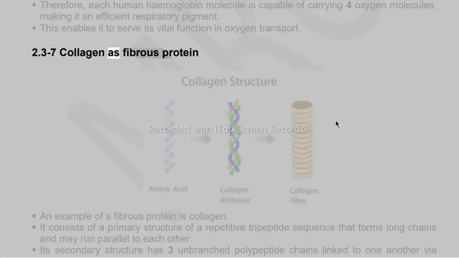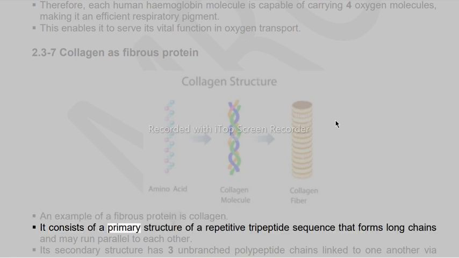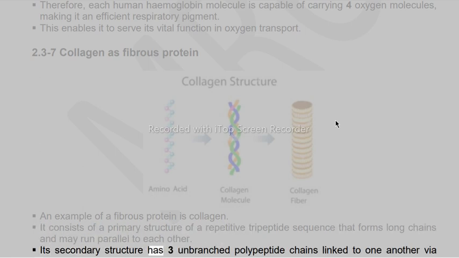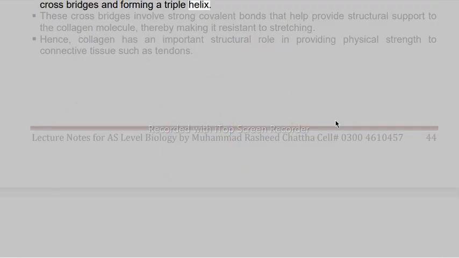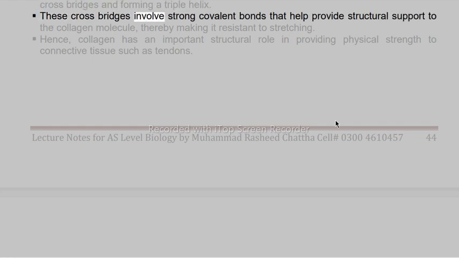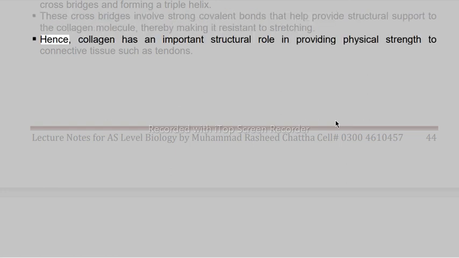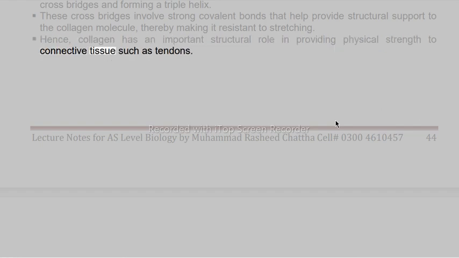2.3.7 Collagen as fibrous protein. An example of a fibrous protein is collagen. It consists of a primary structure of a repetitive tripeptide sequence that forms long chains and may run parallel to each other. Its secondary structure has 3 unbranched polypeptide chains linked to one another via cross bridges and forming a triple helix. These cross bridges involve strong covalent bonds that help provide structural support to the collagen molecule, thereby making it resistant to stretching. Hence, collagen has an important structural role in providing physical strength to connective tissue such as tendons.